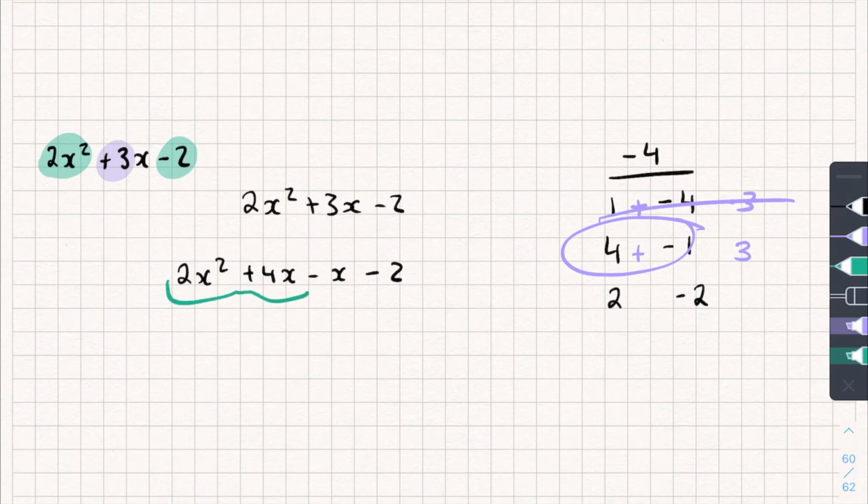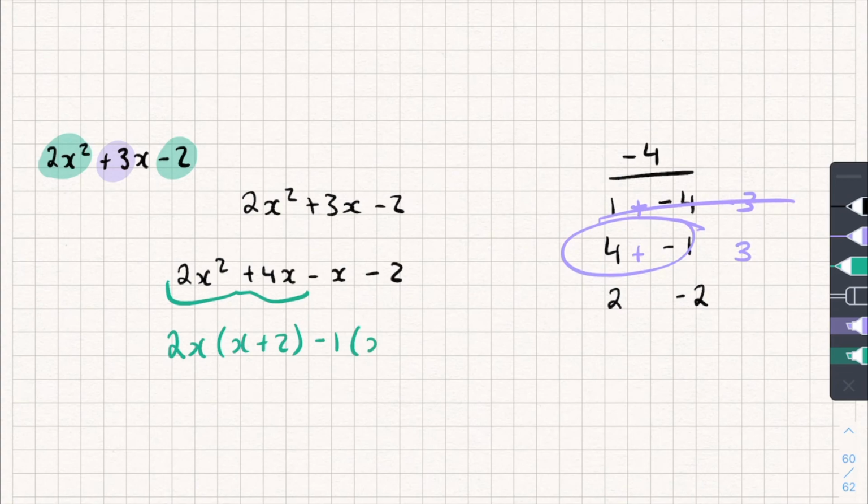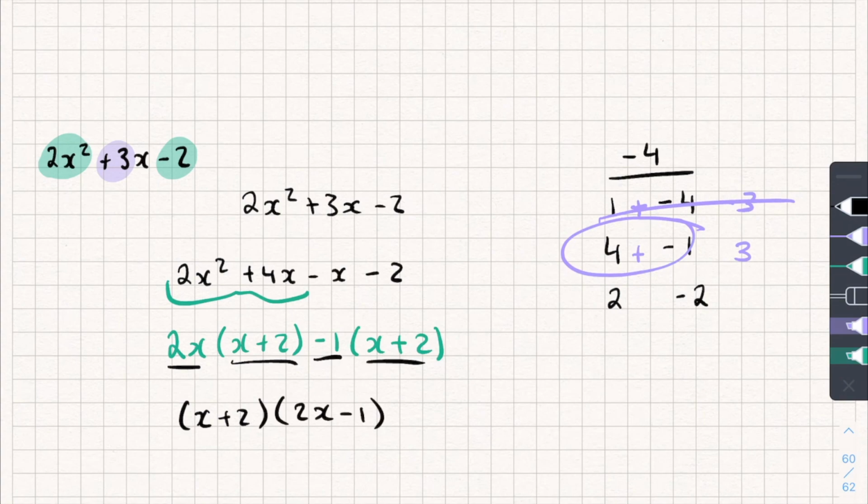From here, we're going to factorise the first two, so we could pull out a factor of 2x, and we're left with x plus 2. And then here we could pull out a factor of negative 1, so minus 1, x plus 2. Again, these two brackets are the same, so I've factorised it correctly, so x plus 2 is one of my brackets, and whatever's left, this 2x minus 1, is my other bracket. And there we go, we've factorised it.